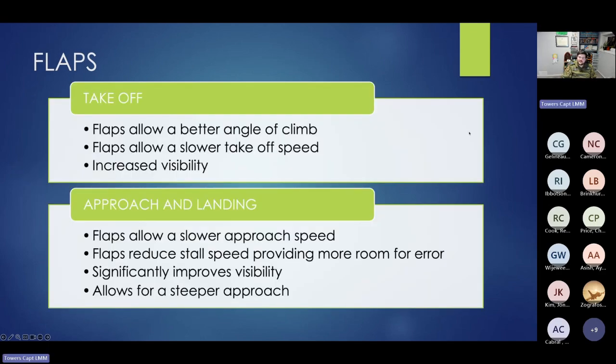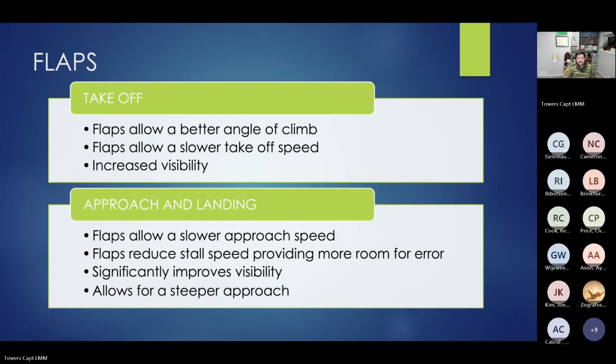So flaps, you're going to want to use them for a takeoff, which allows you to have a better angle of climb, a slower takeoff speed, and you have increased visibility, because when you're taking off, normally you have to have your nose high to have that higher angle of attack, which means that you can't really see over your nose, which means you don't know what's in front of you. But if you have your flaps deployed, then for the same amount of lift, you can have a lower angle of attack and have better visibility as you climb out, while still getting that same lift you need to go up.